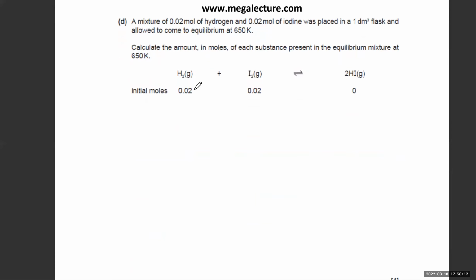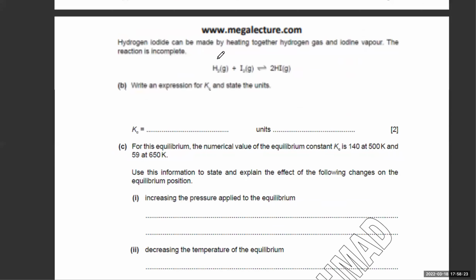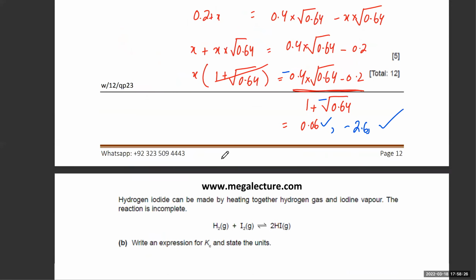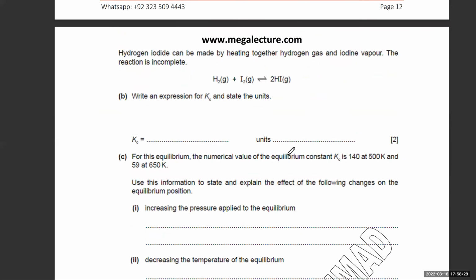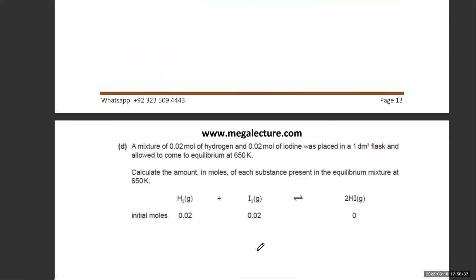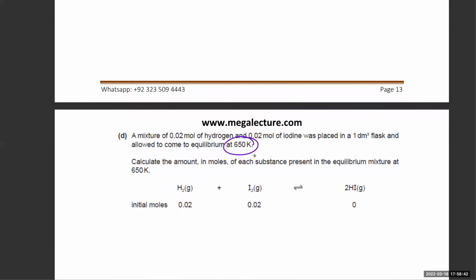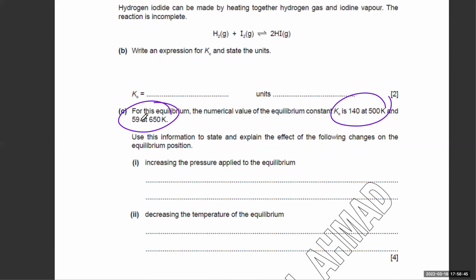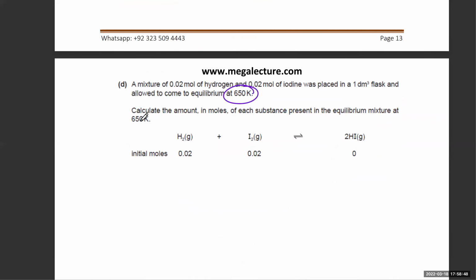I'll just do the work here. Remember, these types of questions are going to be exactly the same. I think he gave you the Kc value in the previous part. In this question, Kc is given as 140. He's given you two values. I also told you, it's 59 at 650 Kelvin and 140 at the other. You have to look at what temperature he is talking about. He's talking about 650 Kelvin over here, so you use the Kc for 650 Kelvin, which is 59. So Kc over here is going to be 59, right?